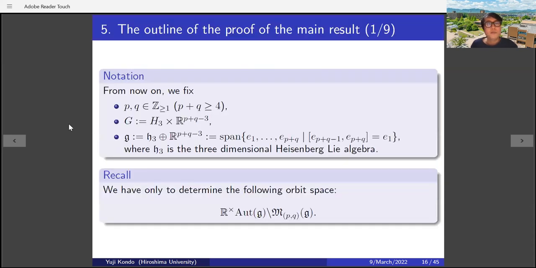So from now we fix some notation: P and Q are positive integers with P plus Q greater than or equal to 4. And G is this Lie group, and we denote its Lie algebra by this notation, whose bracket relation is given by this formula. Then recall that in order to classify left-invariant metrics up to scaling and automorphisms, we have only to determine this orbit space.